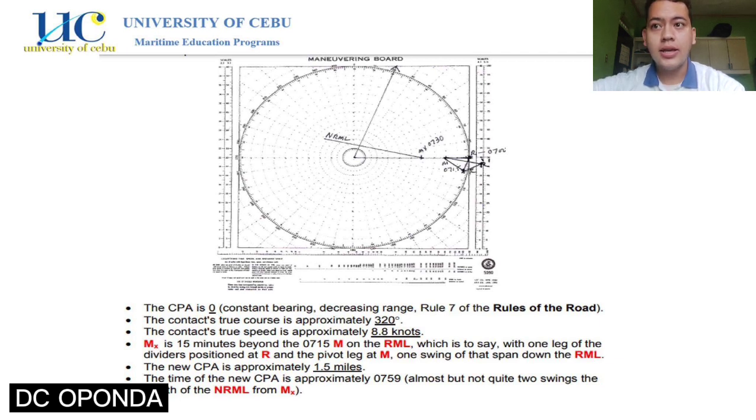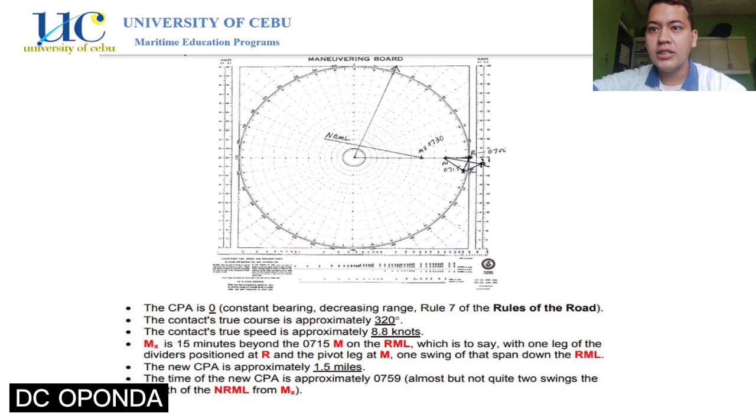So, the CPA is 0, since it has a constant bearing and decreasing range. Rule 7 of the rules of the road. The contact's true course is approximately 320 degrees. The contact's true speed is approximately 8.8 knots.